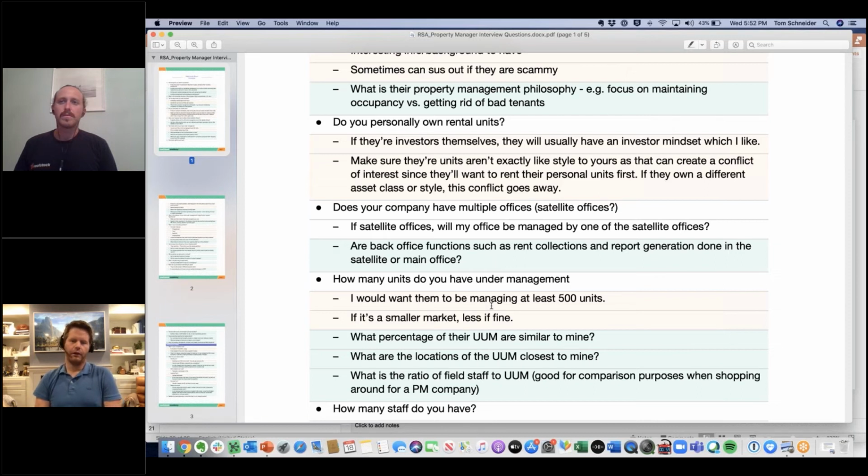But I would want to know that, if they have very few properties under management, I would be concerned about the longevity of the business. I don't want to have to pick a property manager, go through the onboarding process, and then need to pick another property manager in the very short term.